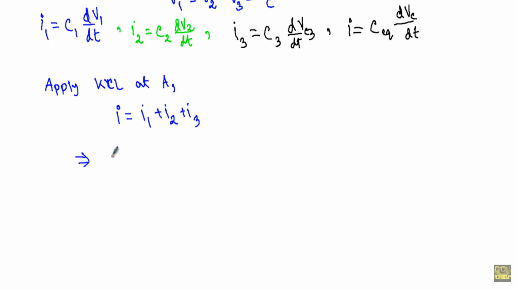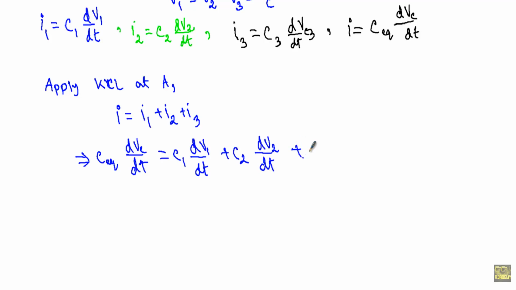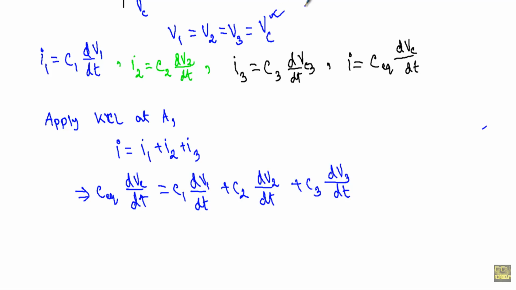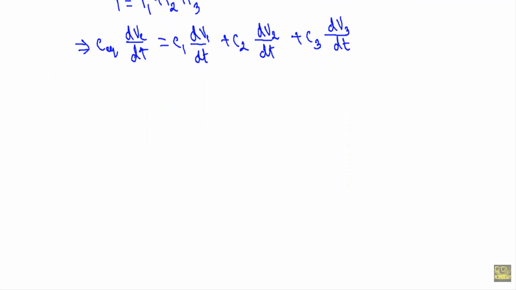Now let me put the equations of I1, I2 and I3 here. C equivalent dVc by dt equals C1 dV1 by dt plus C2 dV2 by dt plus C3 dV3 by dt. Now see, the values of V1, V2, V3 will be equal to the value of Vc. So I will replace V1, V2, V3 with Vc here.